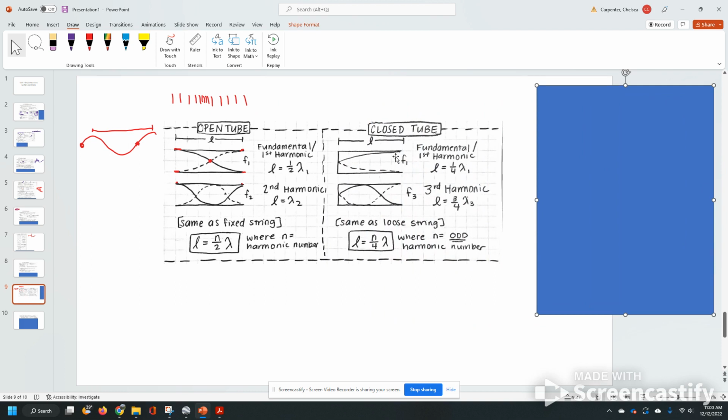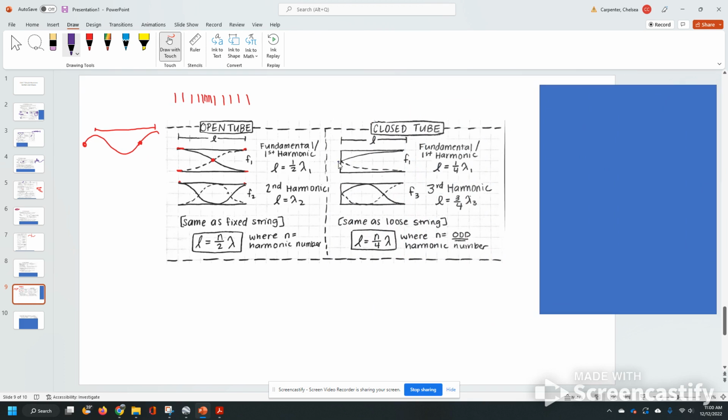A closed tube, on the other hand, is a little bit different. To bounce off of the closed part of the tube here, we need to have a node. And then we have to have an antinode at the opening. So this right here is a quarter of a full wavelength. The length of the pipe is a quarter of the wavelength for the first harmonic.